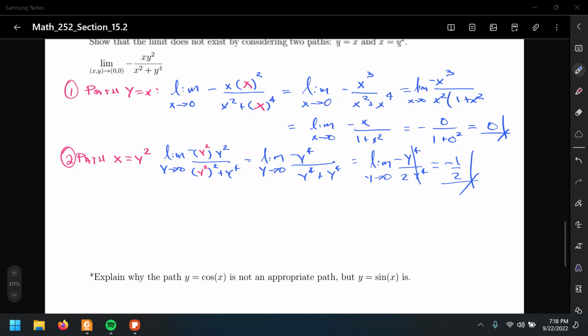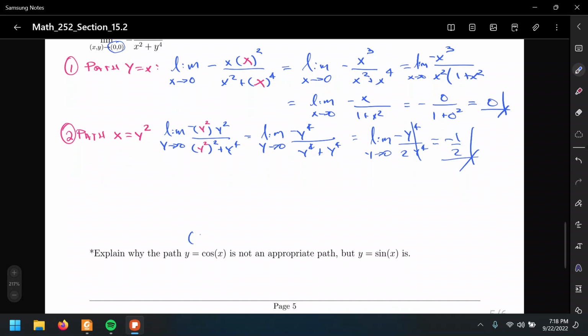Recording again. So, in this case, we're trying to approach the point 0, 0. Is the point 0, 0 on the graph of cosine? Because when x equals 0, cosine is 1. And what about for sine? 0, 0 exists on that graph. So that's why sine is appropriate, but cosine is not.